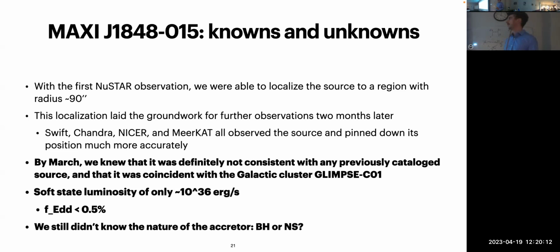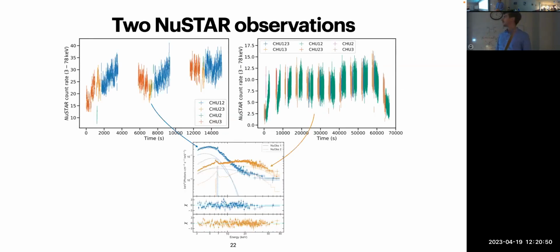And another thing we found is that it has the soft state luminosity, or when it was at the peak of its outburst, it had a very low luminosity. So I mentioned earlier that the Eddington luminosity for an accretor with around the mass of the sun is about 10^38 ergs per second, right? So something like a neutron star, its Eddington limit would be 1 to 3-ish times 10^38 ergs per second. But this was 10^36 ergs per second. So this is a really low luminosity source. And we still didn't know what the nature of the accretor was based on the MAXI observations. So I took a deeper dive into the NuSTAR observations.